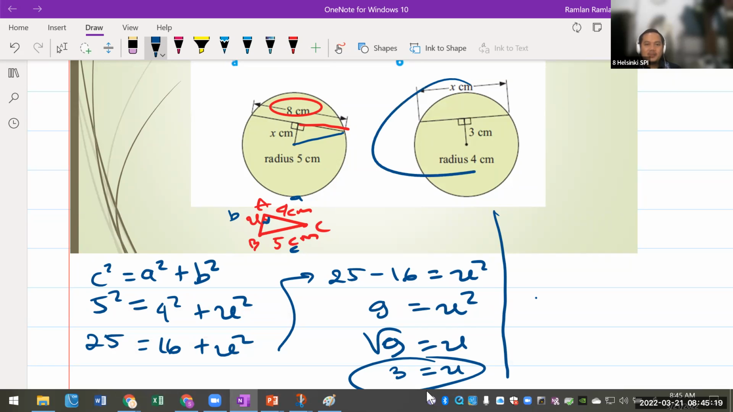Okay, the last one is this one. I'm going to ask you again, guys. Again, we can make a right angle triangle. If I make another line, let's say like this. Okay, wait.